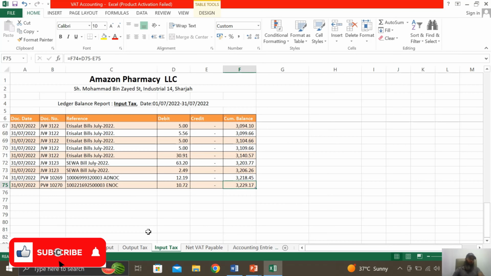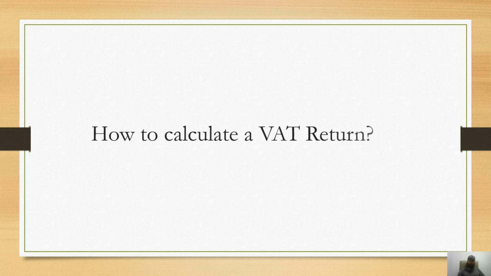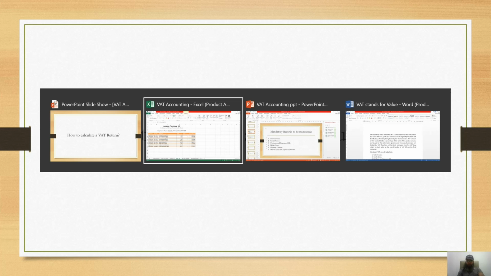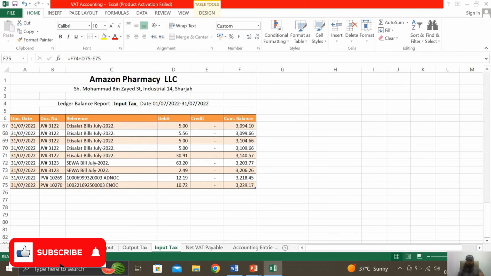Whenever you are making a VAT return, at the end of each VAT return period, the balances of these ledgers should be transferred to the net VAT payable account, to the VAT return, and they will become zero. We will see it in future. Now in the next slide we will see how to calculate a VAT return. For this also we will go through an example in the Excel sheet.